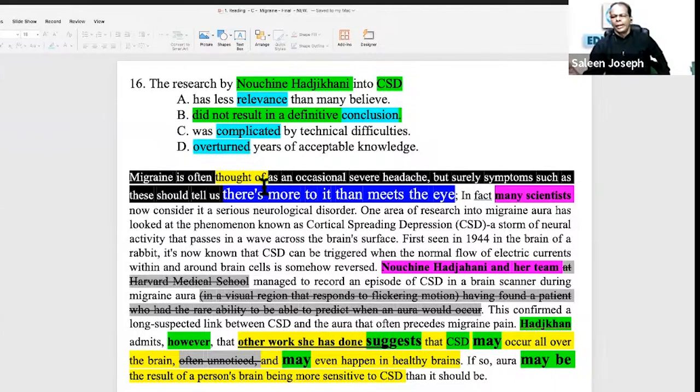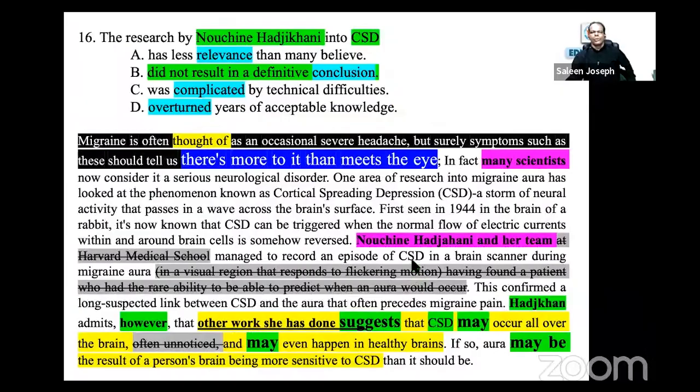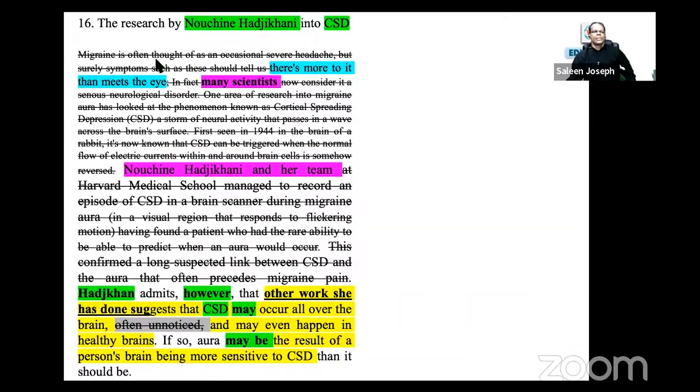Topic sentence gives you the idea. Then you have many scientists. Then you have Hajkani and her team. Then you have Hajkani alone. Let's check out how to summarize the paragraph. Okay, I'm not going to do it for all the texts like this, but I'll try to do this. Now you see here, the heading topic sentence, there is more to it than meets the eye, is the controlling idea. Then you have many scientists.